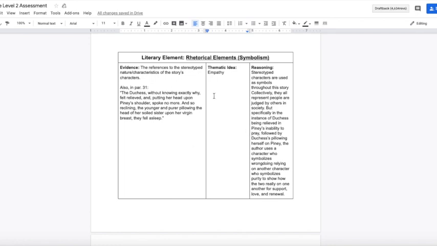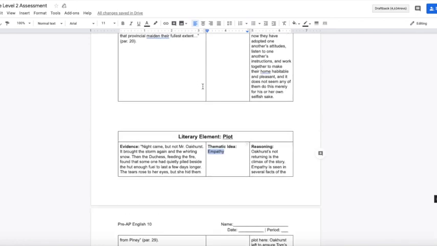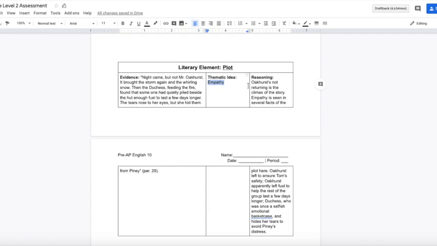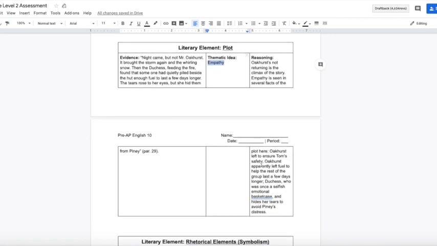So in this instance, rhetorical elements. In this instance, plot. Here, Oakhurst not returning is the climax of the story. Empathy is seen in the several facts of the plot here. Oakhurst left to ensure Tom's safety. Oakhurst apparently left fuel to help the rest of the group last a few days longer. The Duchess, who was once a selfish, emotional basket case, here hides her tears to avoid Piney's distress.